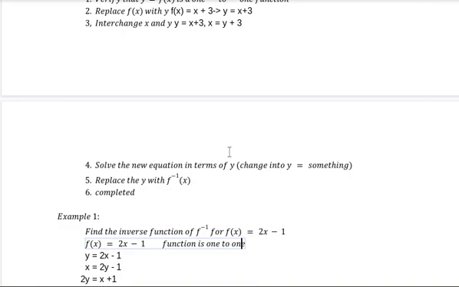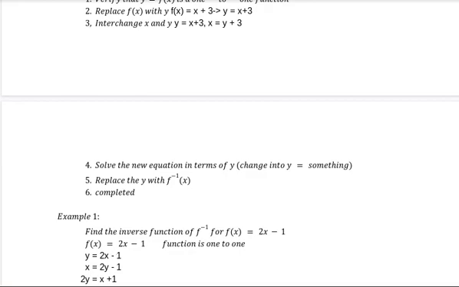So let's give you an example, right? First, we know that this equation is one-to-one because if you draw it, it will be a straight line, a line with some angle. Therefore, it's impossible for a y to have multiple x values. So this one is a one-to-one function.